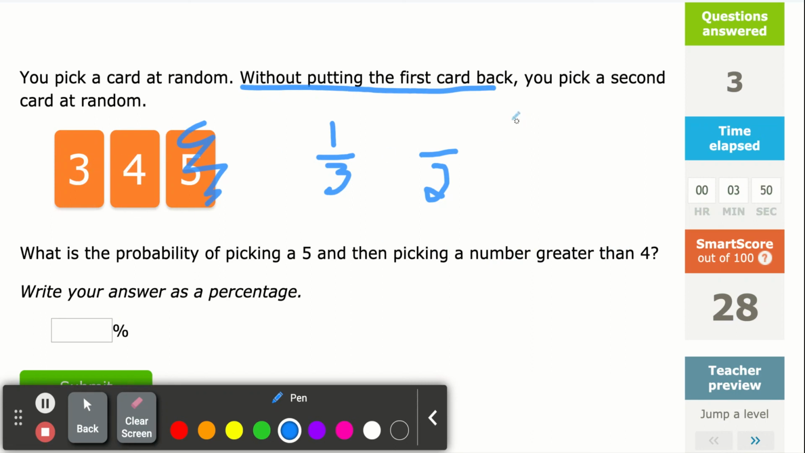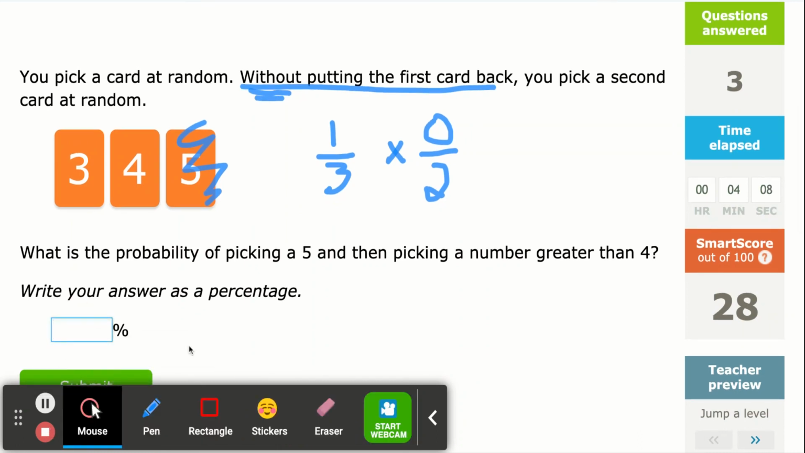Well, there is no number greater than 4. There's no number greater than 4, that's 0. And what's 0 times anything? There's a 0% chance for me to pick a 5 and then pick a number greater than 4 if I don't put the 5 back. So yes, it is possible to get a 0%.